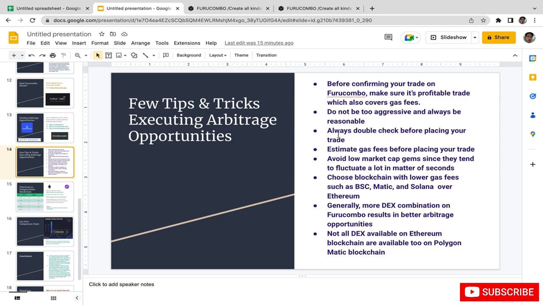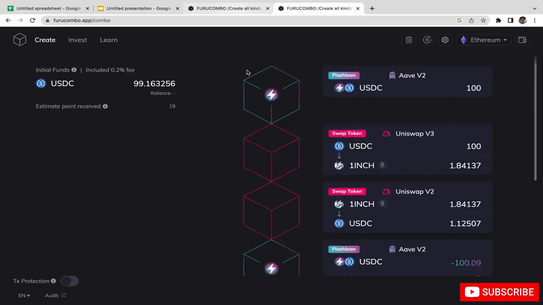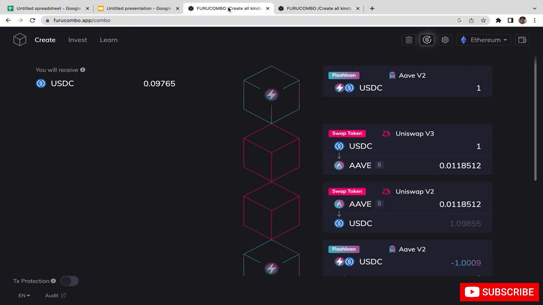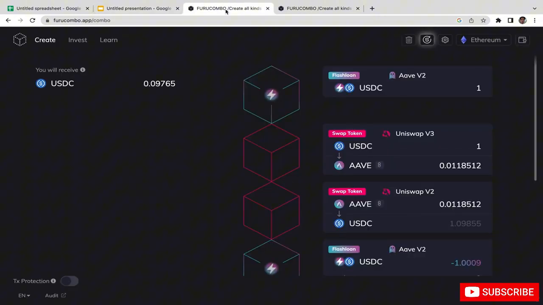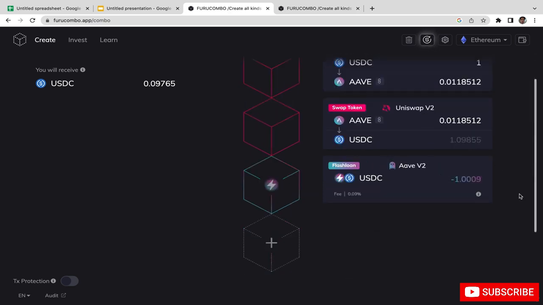So the third one here, always double check before placing your trade, because due to the fluctuations of the price, sometimes a few seconds ago you saw the price was working in your favor, the trade was going to be profitable, but just in a matter of seconds it could change and no longer be profitable, right? So always make sure you double check it every single time before you place the trade, before you click on this approve button.